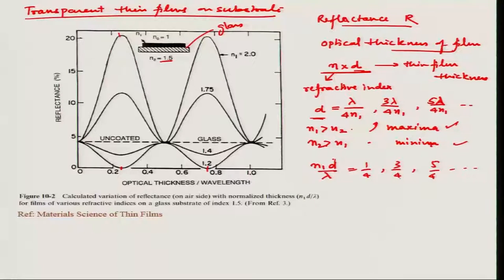Again, this can be done in two ways because lambda is involved. So either you can use a method called VAMFO, which is variable angle monochromatic fringe observation.